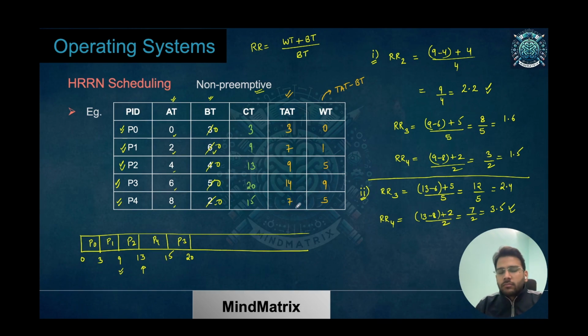Okay, so in this way we need to schedule the processes using HRRN, highest response ratio next. And at every point of time when you have more than one process present in the ready queue, you need to find the response ratio for all those processes, and then you need to compare the process which is going to have the highest response ratio. Next you are going to schedule that process first.